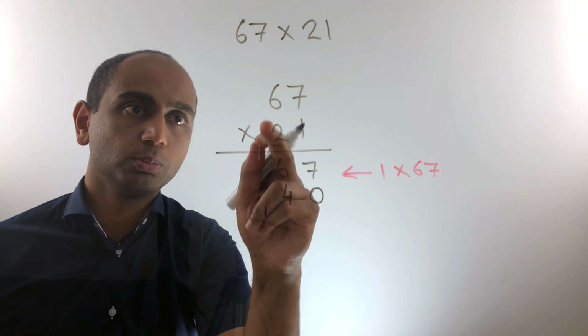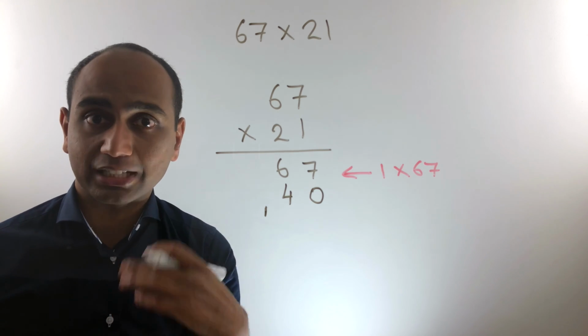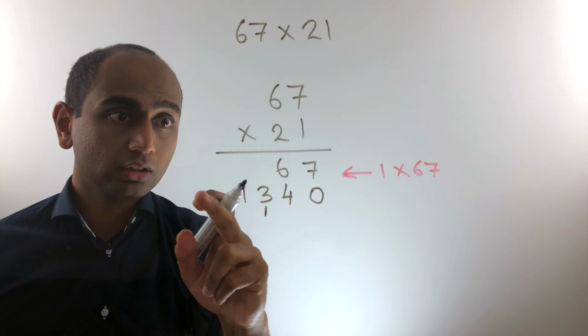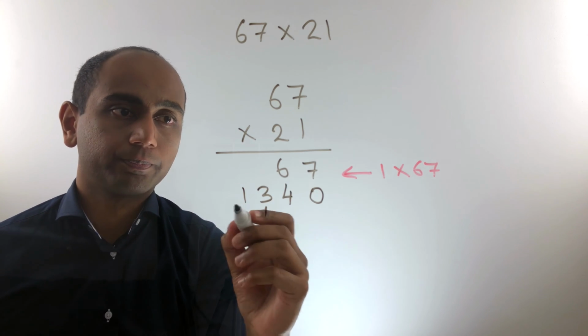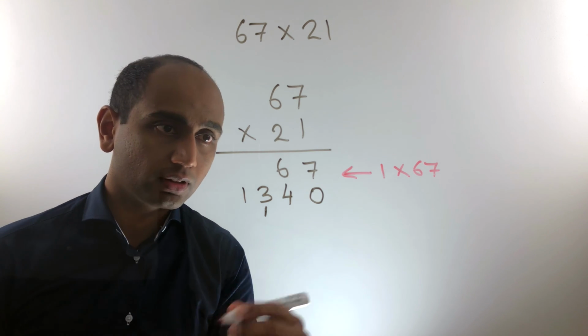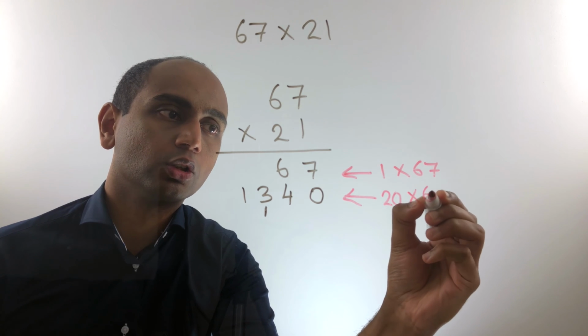And then we do 2 multiplied by 6, which is 12. And then we need to remember to add on this 1, like we've seen in previous examples. So we get this number here. Now, what have we actually worked out? This number here is 20 lots of 67.